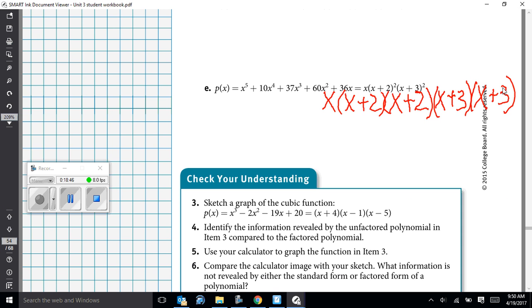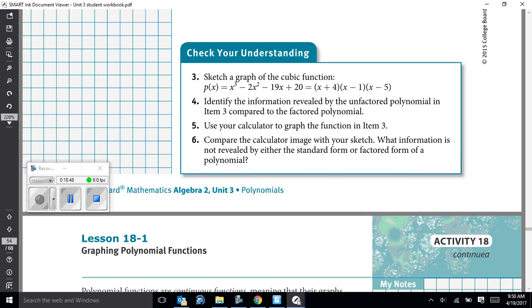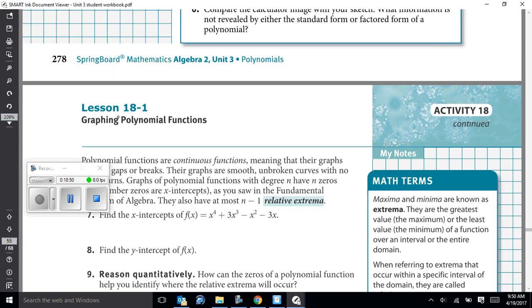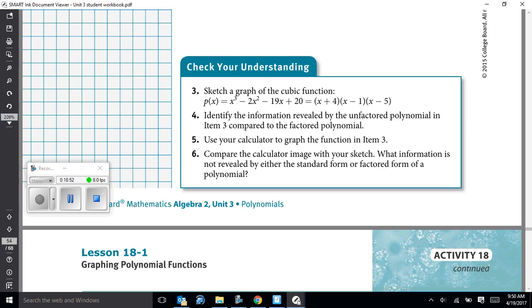All right, so right now we have kind of just taken the knowledge that we've learned previously over the last couple sections and brought it all together to sketch graphs. Do you guys have any questions over that so far?